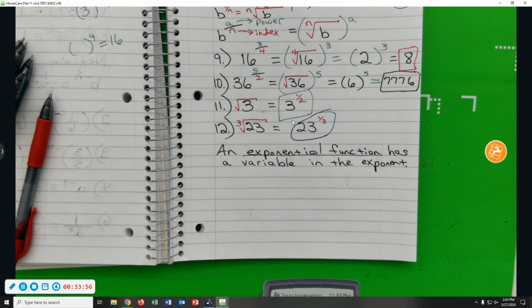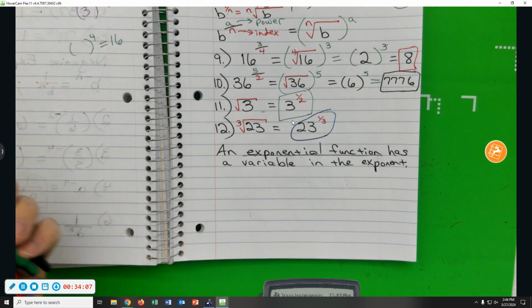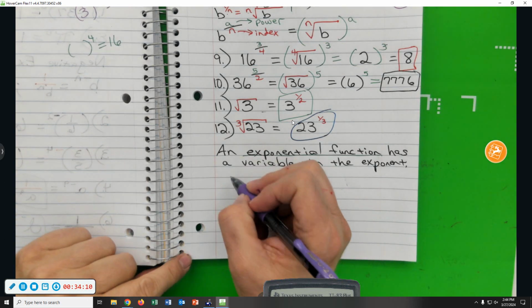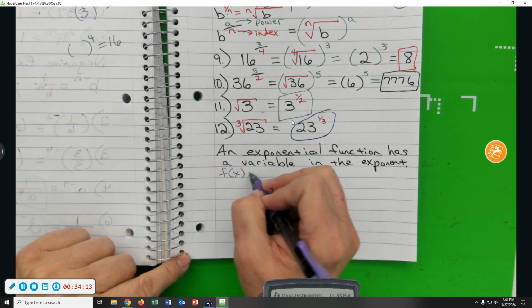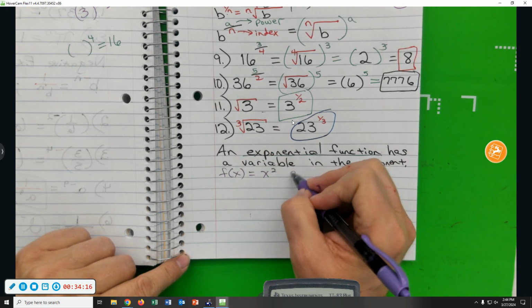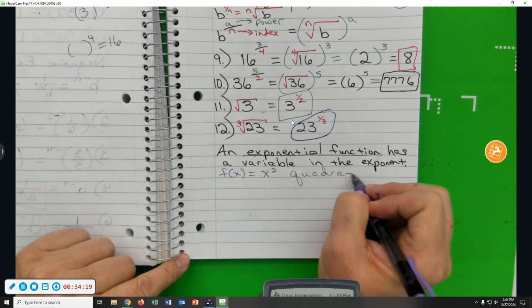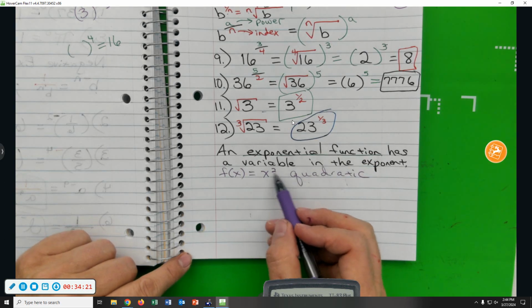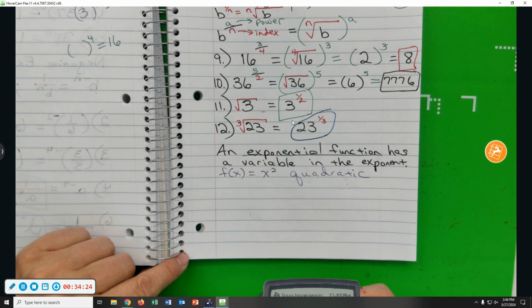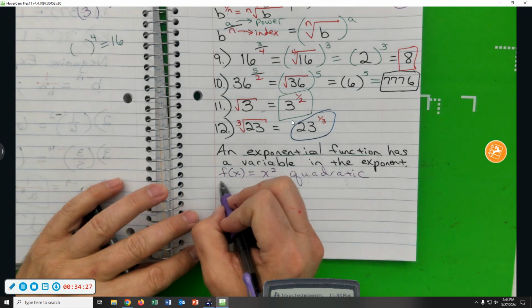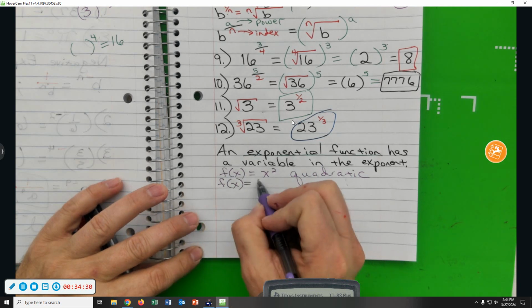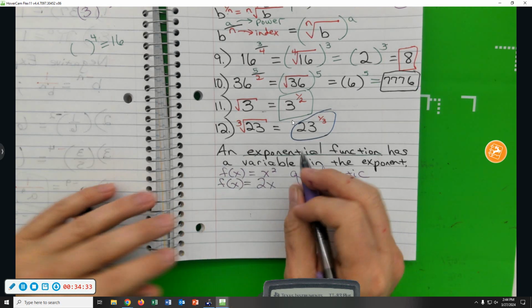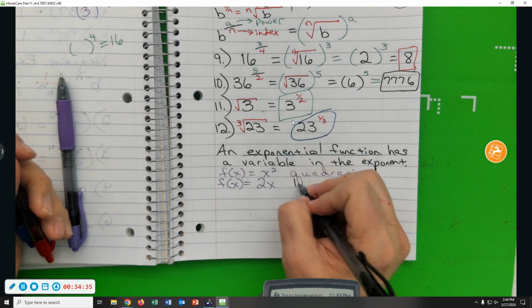Well, we've been working with exponents all semester long, but we haven't seen variables in the exponent. We've seen things like f of x equals x squared. That's a quadratic function. We've had exponents, but there's not a variable there in that exponent. If there are no exponents at all appearing, things like f of x equals 2x, we call that linear because the graph is just a line.